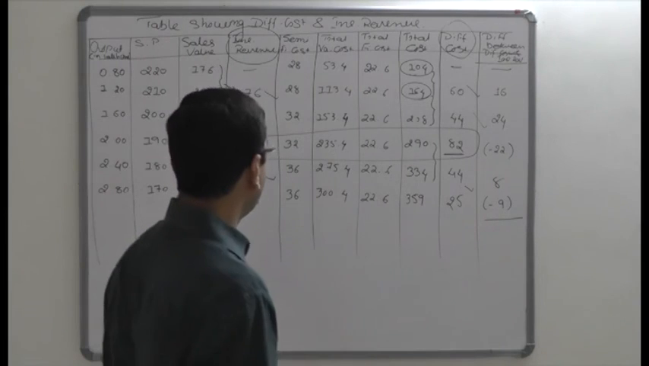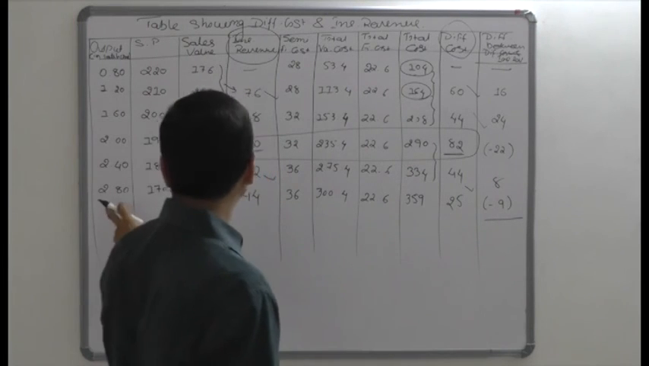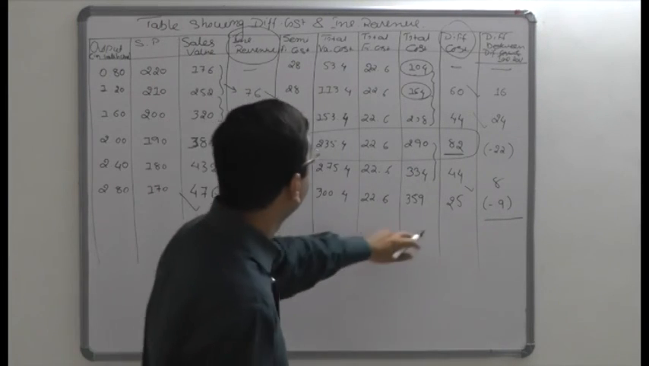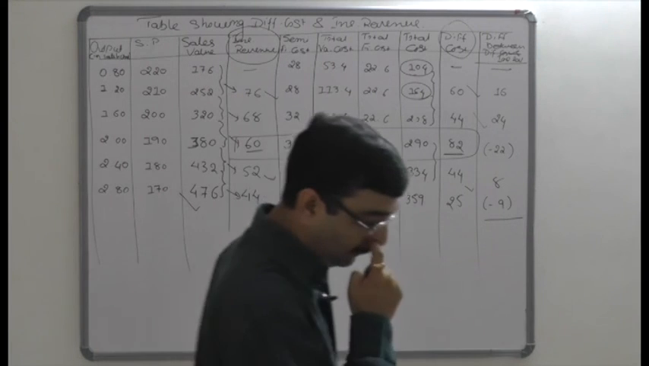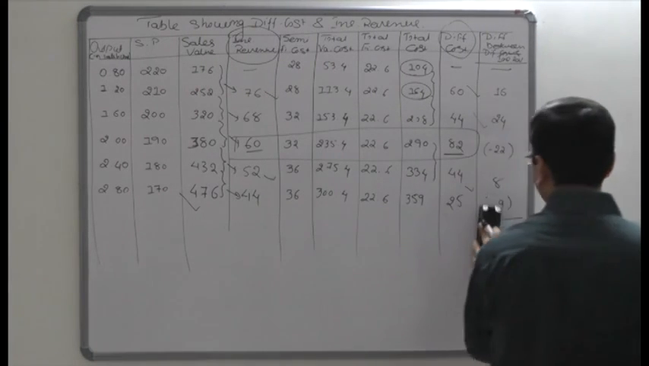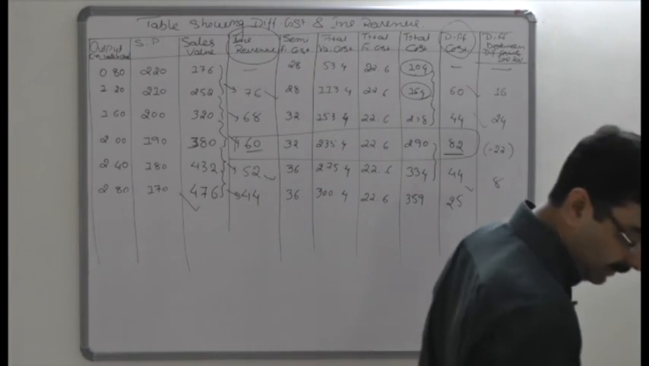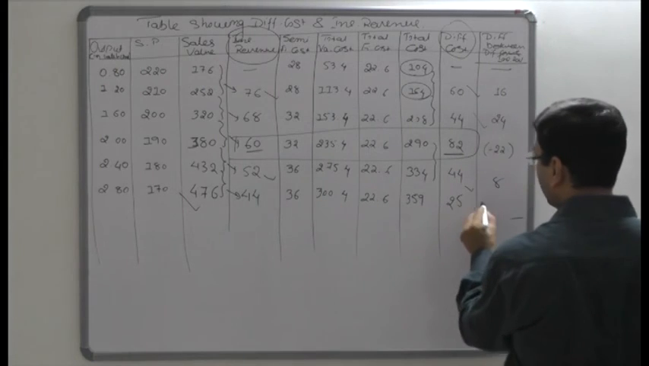Now you compare 44, the incremental revenue at the output of 2.80, where the differential cost is 25. So the difference is positive. It is not negative. It is not in minus, and that is 44 minus 25.